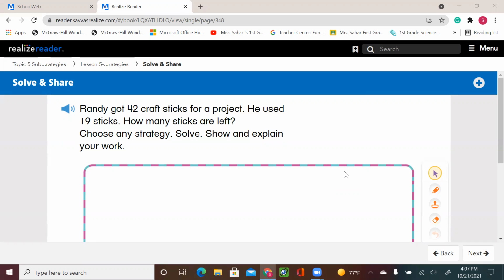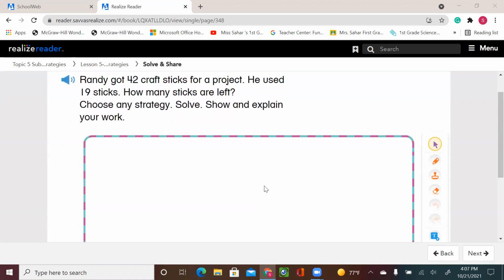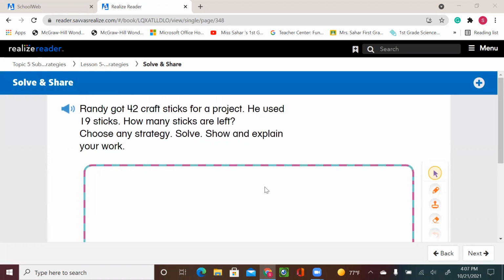Hello, second graders. Welcome to a new math lesson. We're still in topic 5, lesson 6. So please open your book, page 209, and let's see what we have. Practice subtracting using strategies. So over here, you're going to use any strategies that you think are easy for you to use. So let's see what we have.